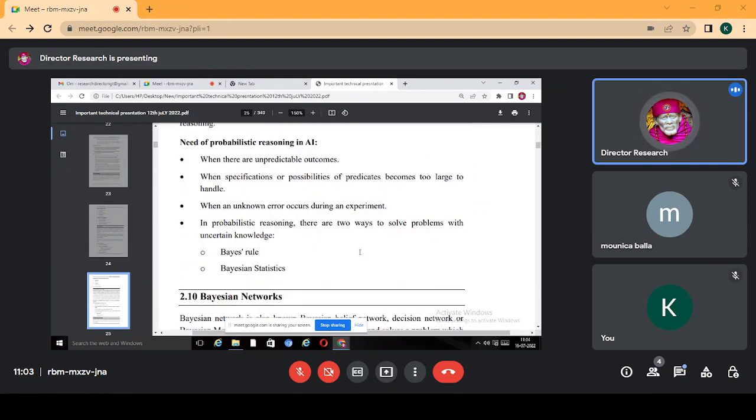Need for probabilistic reasoning in artificial intelligence. Number one, when there are unpredictable outcomes. Number two, when specifications or possibilities of predicates become too large to handle. Third, when an unknown error occurs during an experiment. They are very important. Need for probabilistic reasoning in artificial intelligence, it's actually very important.